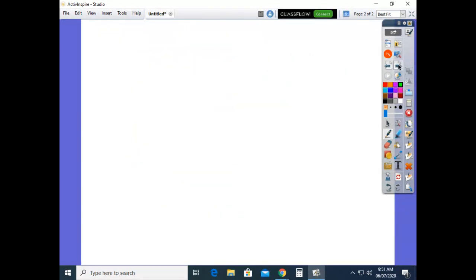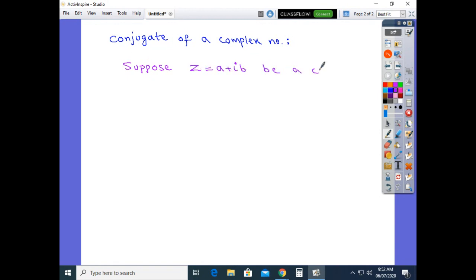Now the second one is the conjugate of a complex number. What is the conjugate of a complex number? Suppose z is equal to a plus iota b be any complex number.